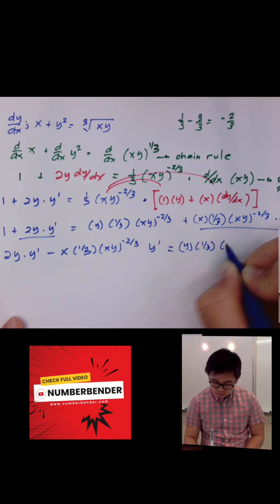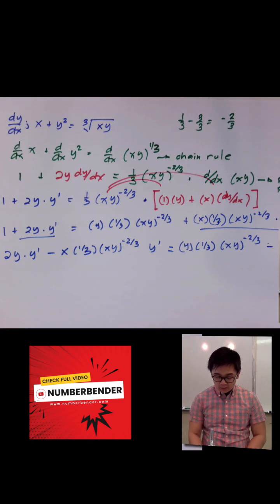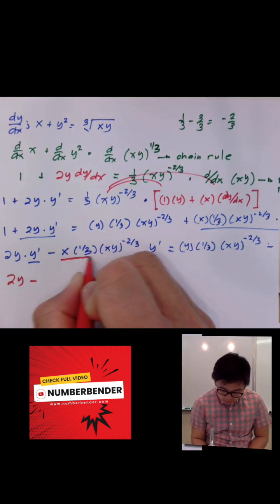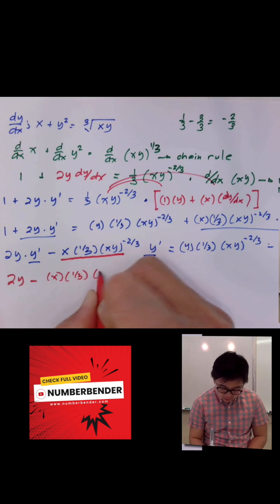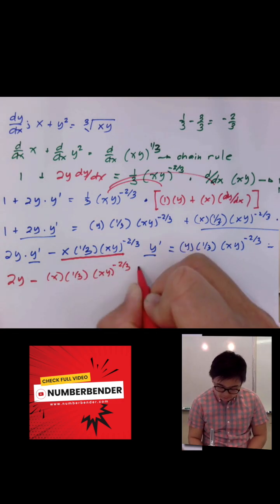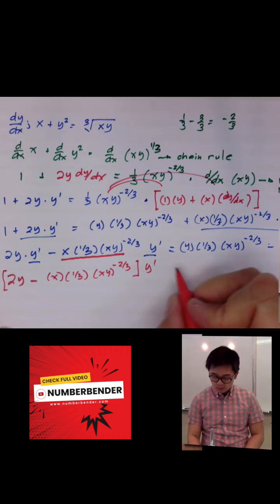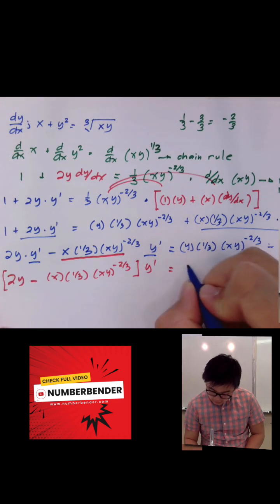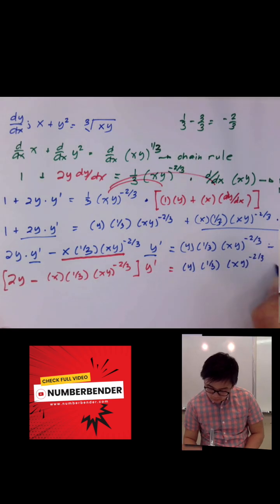And then minus 1 over here, so I'll have y times 1/3 (xy) to the negative 2/3 minus 1. Now all I need to do is to factor out my y prime, so I will end up with 2y minus this whole term right here, which is x times 1/3 (xy) to the negative 2/3, and this one will have y prime as their common factor, equal to, this one is y times 1/3 (xy) to the negative 2/3 minus 1.